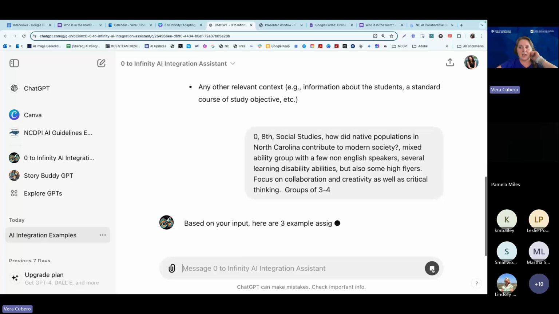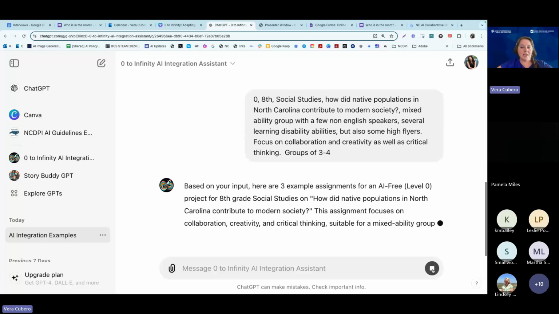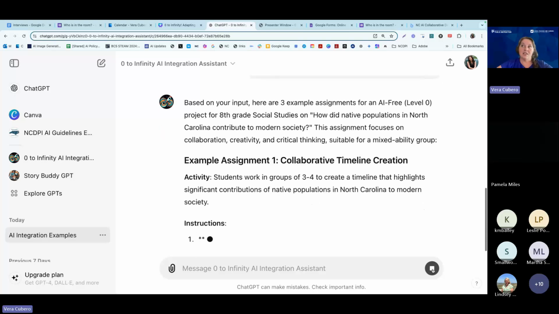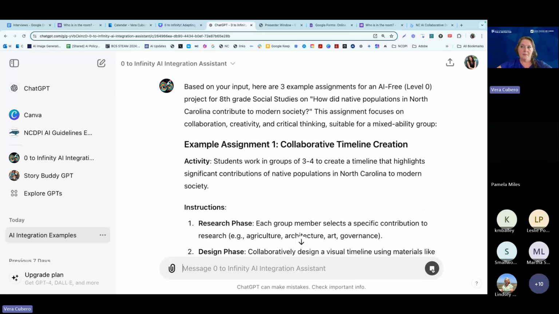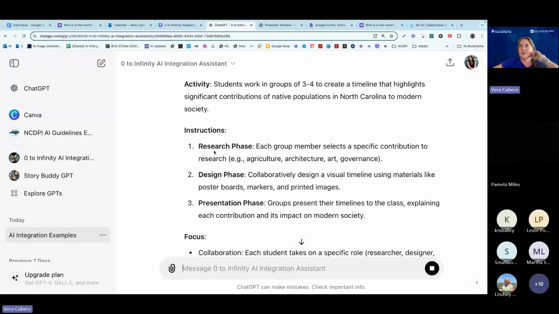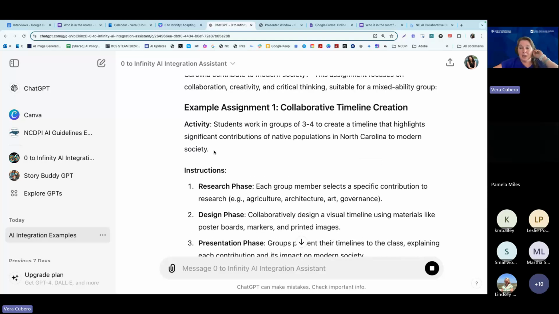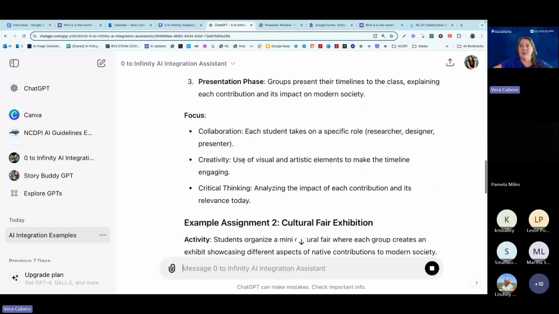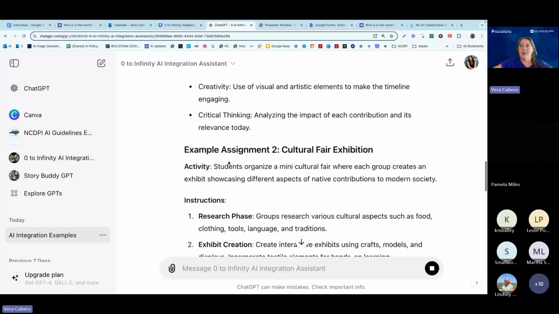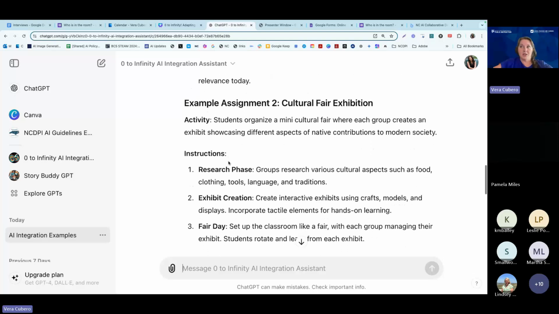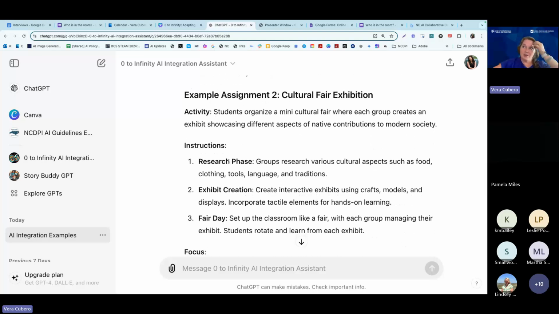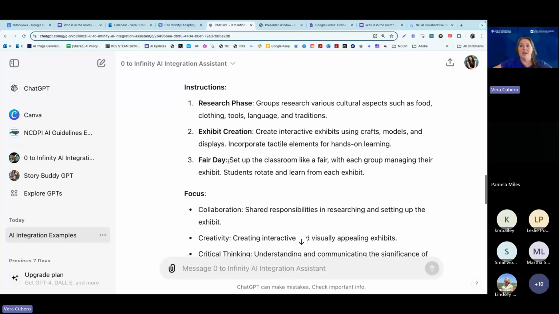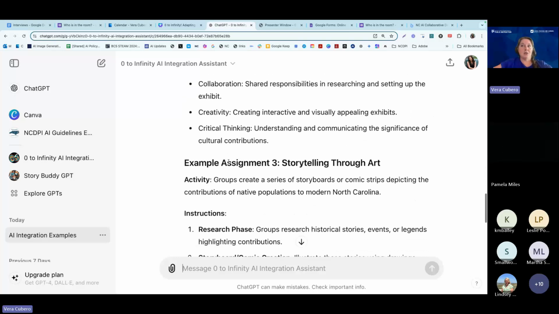Okay. And as you see, it's going to give me 3 examples of an assignment that will meet that criteria on a 0 level, meaning they're not using any AI at all. And it's going to be group work. So the first assignment is a collaborative timeline creation where they're working to research, then design, then present. And it has the focus there for me. A cultural fair exhibition, a mini cultural fair where they create an exhibit showcasing different aspects. And then finally, a storytelling through art.